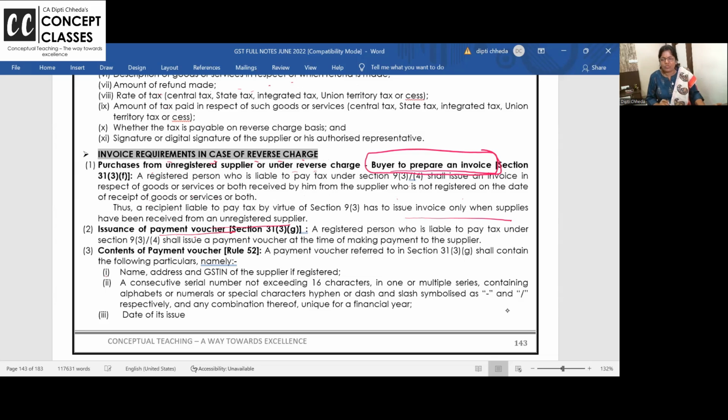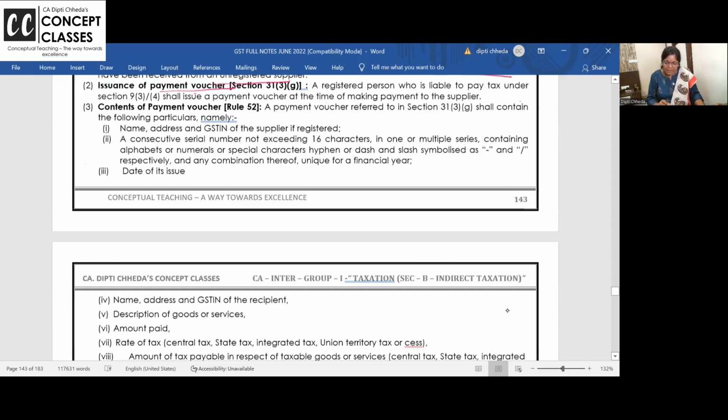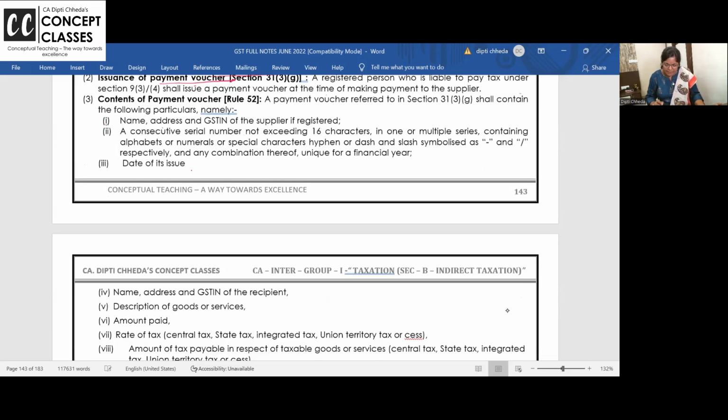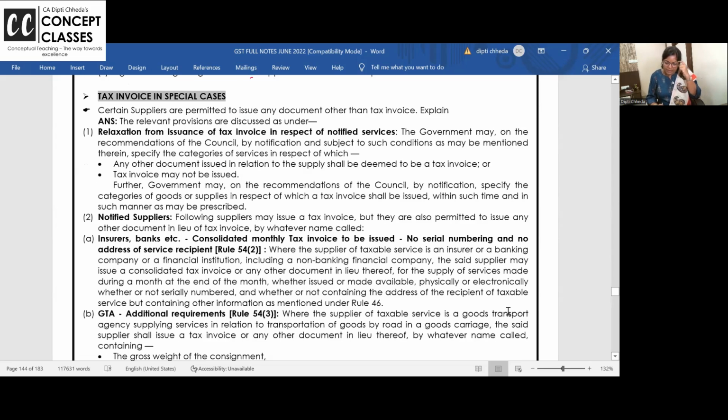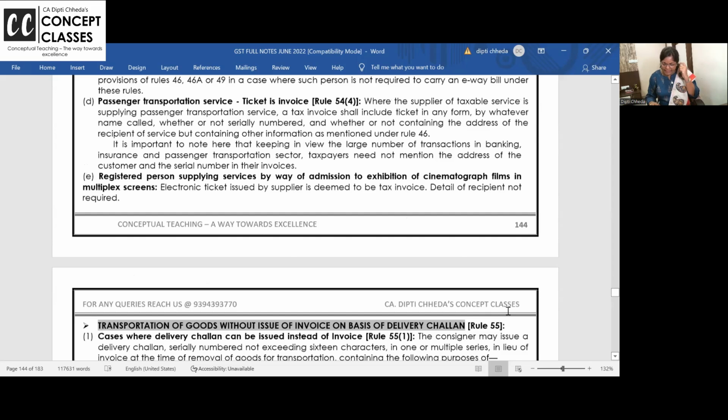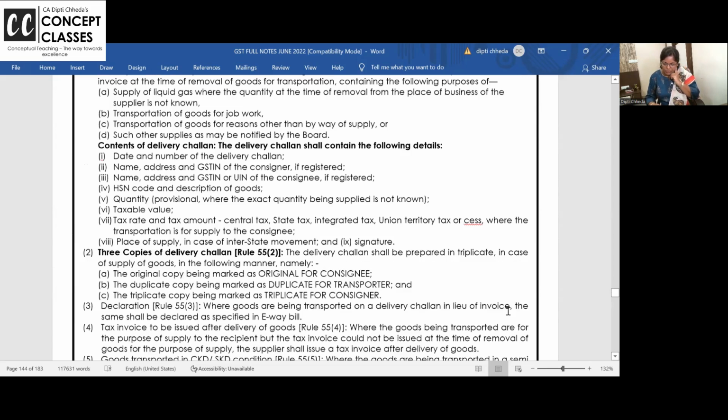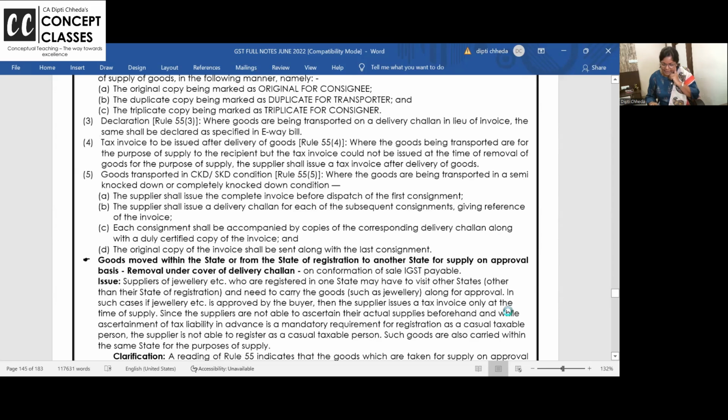Issuance of payment voucher. Now this is a new document, I have not written it. Who will give the payment voucher? The recipient. The registered person who is liable to pay tax shall issue a payment voucher at the time of making payment to the supplier. What are the ingredients? Name, address, serial number, date of issue, rate, place of supply, and all. Okay? This we will do tomorrow. GTA and special cases, debit note and credit note, we will do tomorrow.